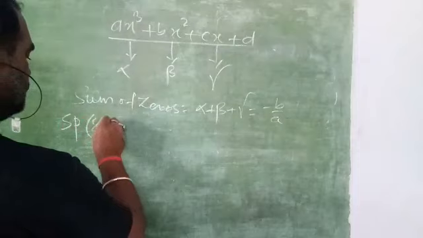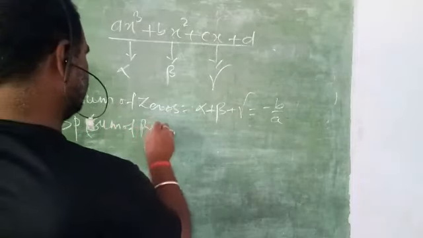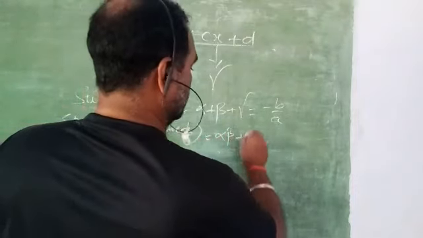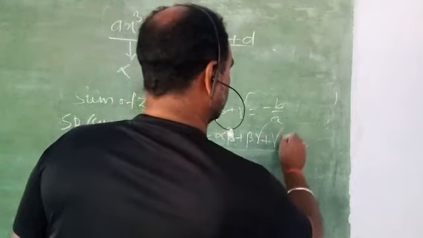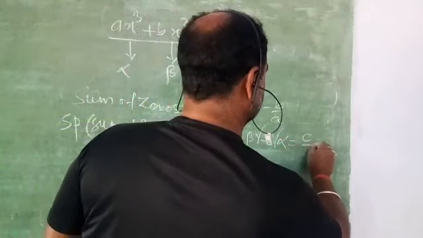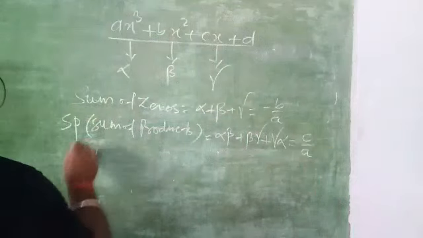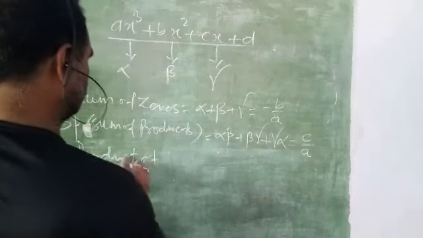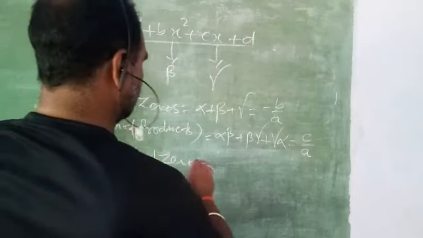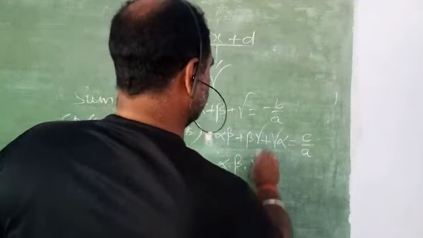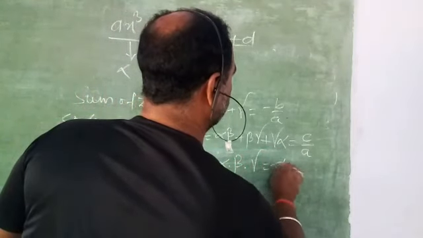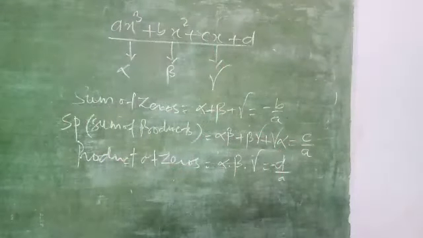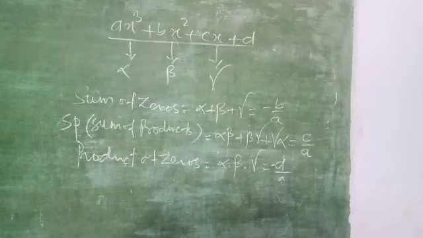SP, sum of products equal to alpha beta plus beta gamma plus gamma alpha, it must be equal to c upon a. And the product of zeros equal to alpha into beta into gamma equal to minus d upon a. So these are the relationships of the zeros of a cubic polynomial.